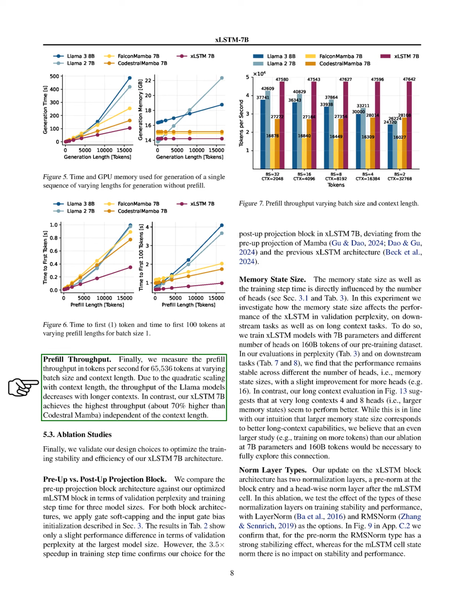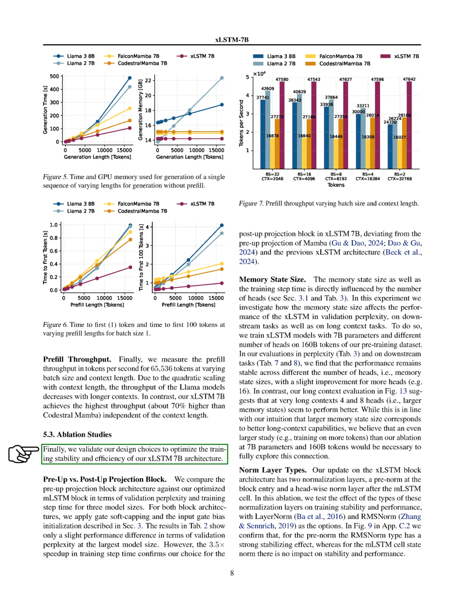Next, we assess the prefill throughput, which is the number of tokens processed per second for a total of 65,536 tokens, varying the batch size and context length. We observe that the throughput of the Llama models decreases with longer contexts due to quadratic scaling. In contrast, our xLSTM-7B maintains the highest throughput, approximately 70% better than Codestral Mamba, regardless of context length.